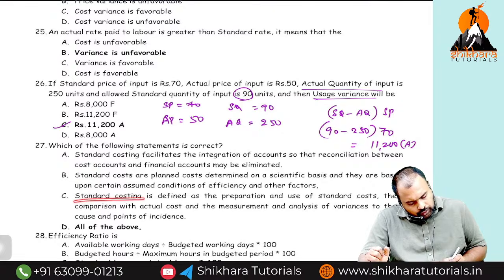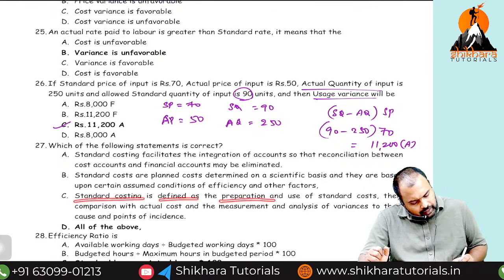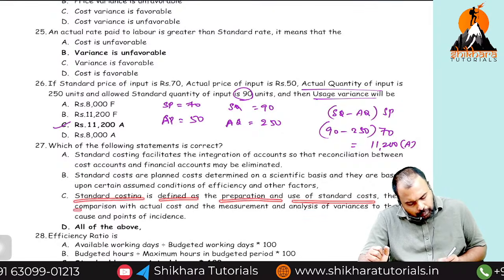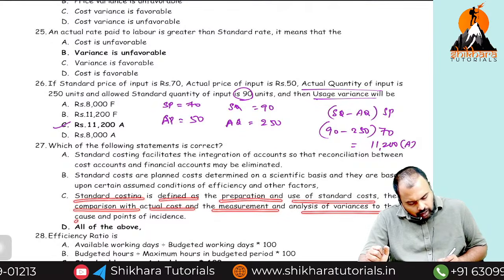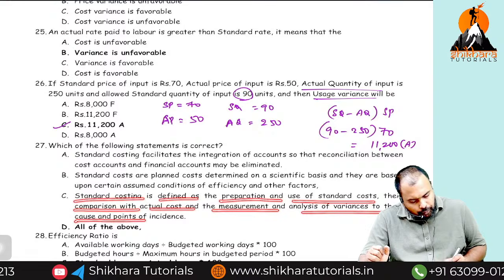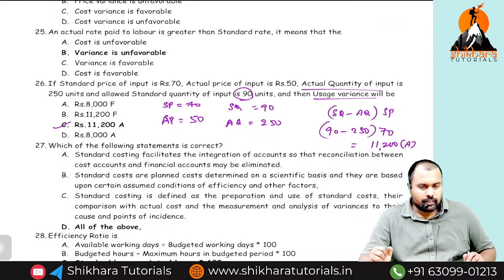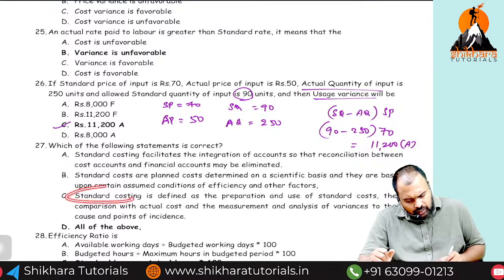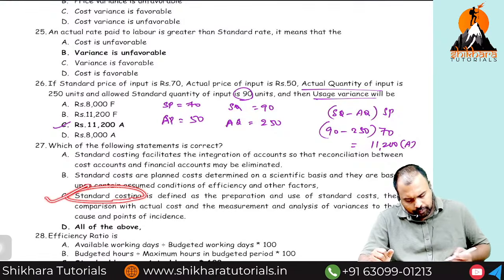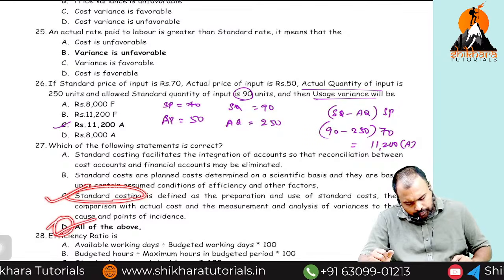Next, standard costing is defined as preparation and use of standard cost and their comparison with actual cost and the measurement and analysis of variances to cause and points of incidences. Yes, that is the reason why you prepare a standard costing. That is the definition of standard costing, and it is correct. So all of the above.